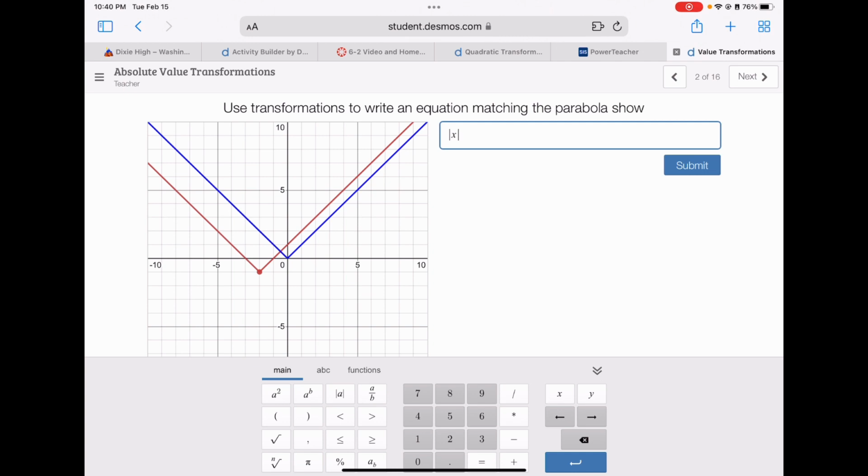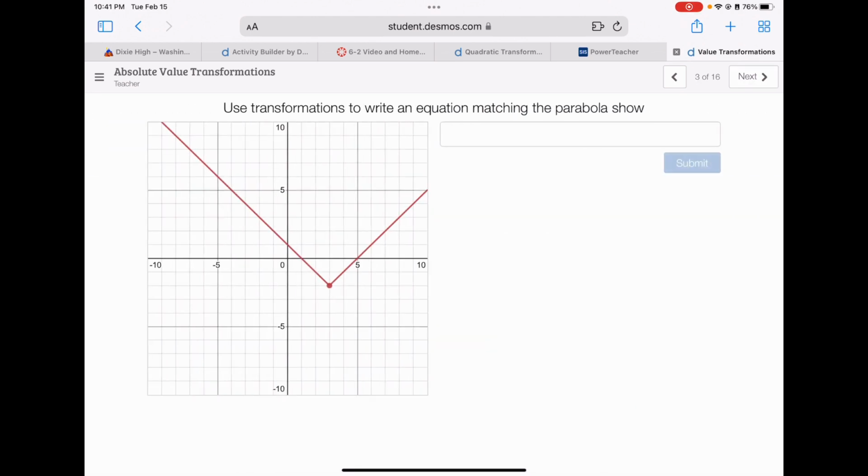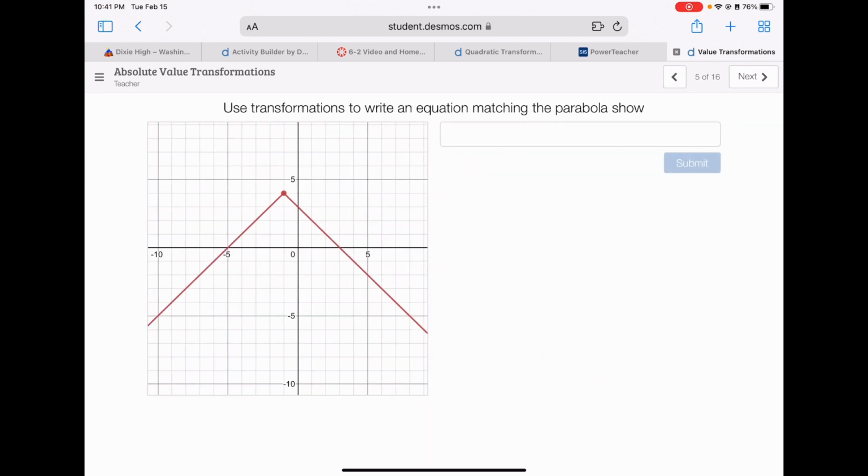So let's see. I want to move this one left and I want to move it down. To move it left, I'm going to add 2 inside my absolute values. And then to go down, I'm going to subtract 1. And there we go. All right. So go ahead and try all the different activities and see if you can work on them. They do get progressively harder. Like that one, you can see is flipped upside down, or in other words, reflected vertically.